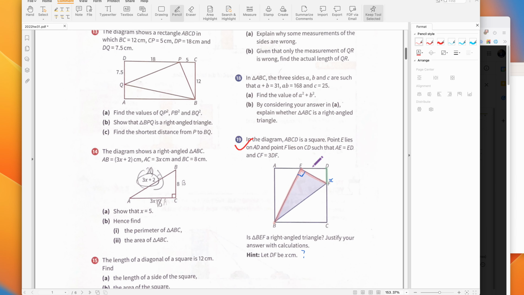In the diagram, ABCD is a square, and point E lies on AD such that AE is equal to ED. So you must label AE equals to ED, like this, so that you know AE is equal to ED. So in a way, E is the midpoint. That means you cut AD into 2 halves.